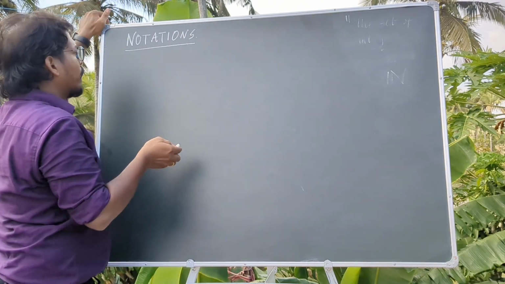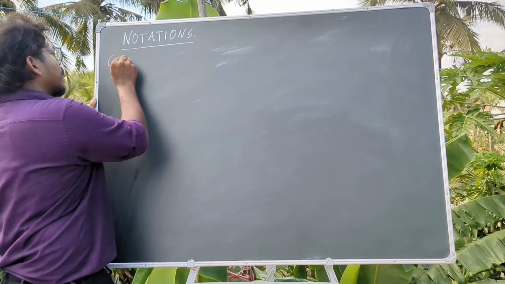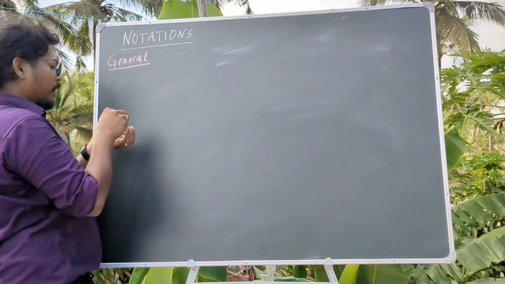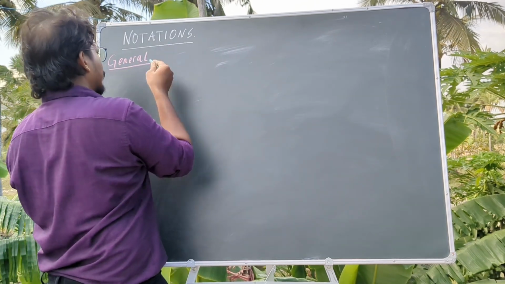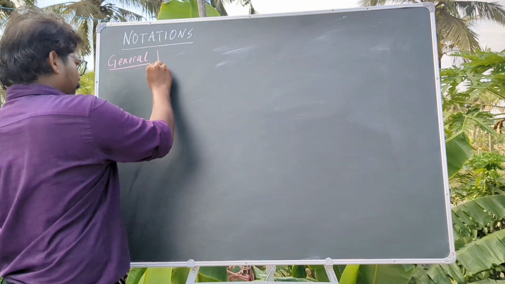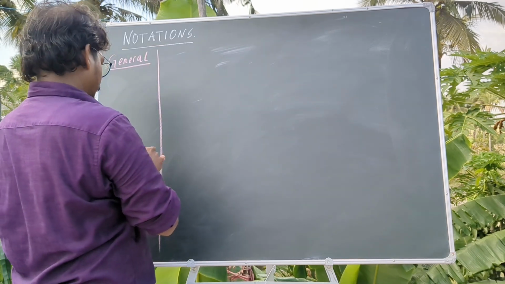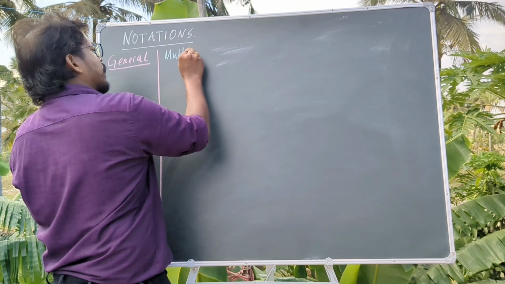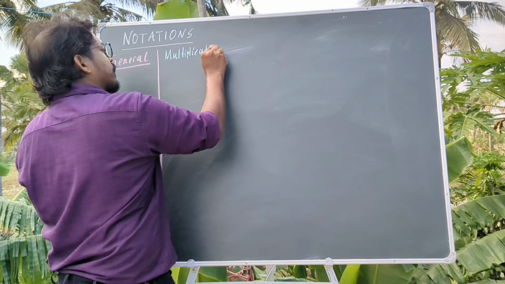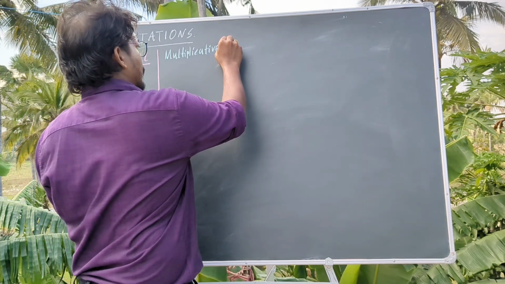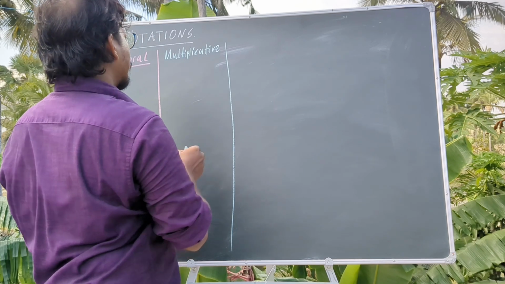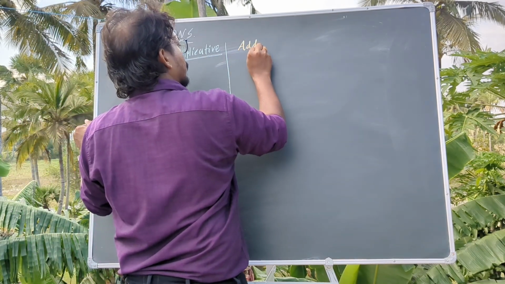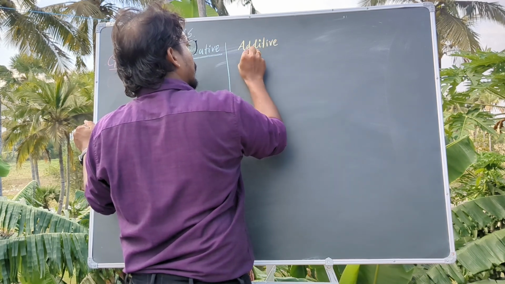I will make 3 columns. The general notation, next we have the multiplicative notation, and next we have the additive notation.